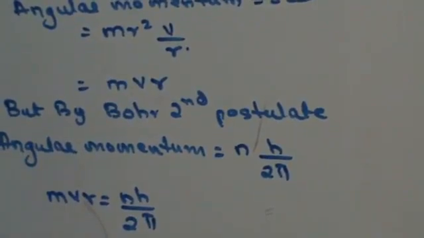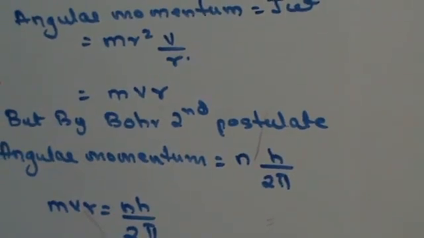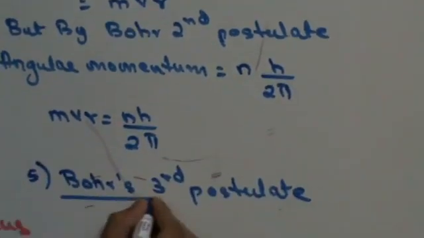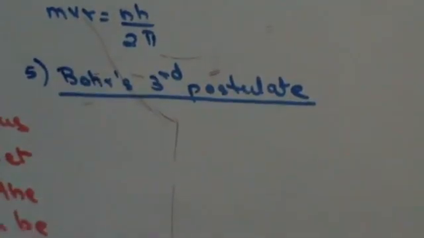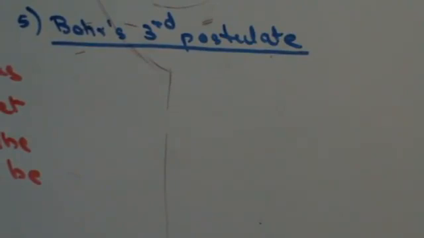Next, Bohr's third postulate. Bohr's third postulate says that an electron radiates energy only when it jumps from an orbit of higher energy level to an orbit of lower energy level. If an electron jumps from an orbit of higher energy level to that of a lower energy level, then the difference in the energy is going to be radiated.